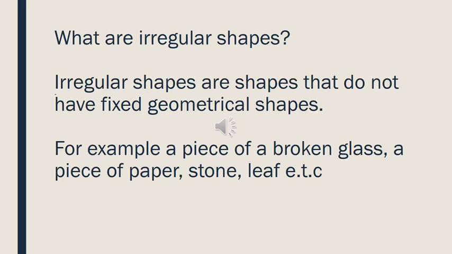Irregular shapes are shapes that do not have fixed geometrical shapes. For example, if you look at a broken piece of glass, you would see that it's not regular. You wouldn't get a regular square, rectangle, or triangle out of it. There's always something funny about such shapes.